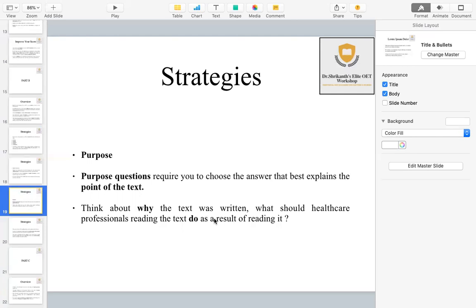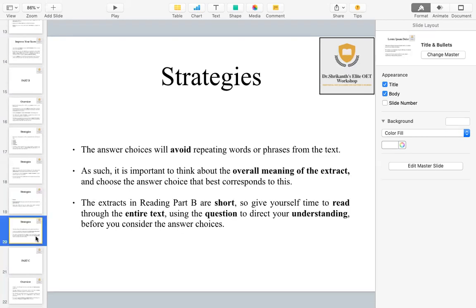So think about why the text was written. What should healthcare professionals reading the text do as a result of reading it? Healthcare professionals write all these articles and memos and guidelines for one specific reason. And what's that reason? Once they grasp that information, they have to use that knowledge for certain good things, right? So what is that good thing that they have to do as a result of reading that specific text? So you have to think like the reader, and also like the person who formulated that very text. All right, so that is one strategy that I can tell you over here.